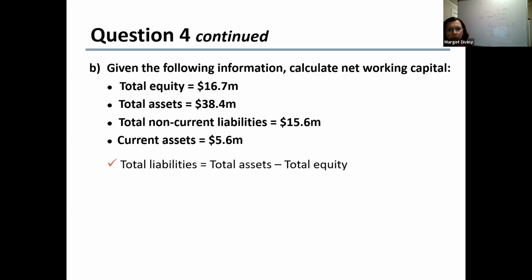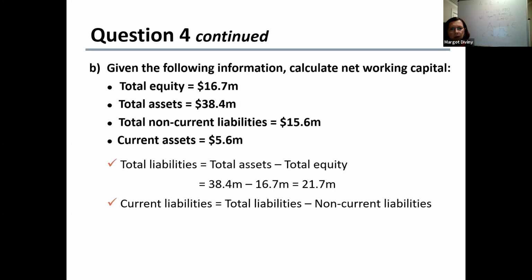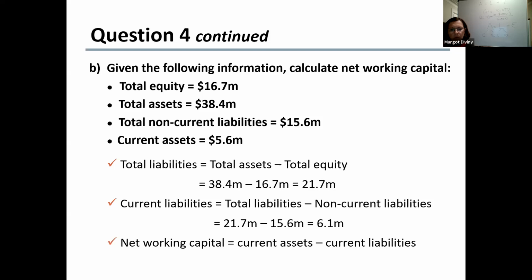Okay, so total assets, we've given you, minus total equity. So there's your liabilities of 21.7. 21.7 minus non-current liabilities of 15.6 gives you current liabilities of 6.1. And therefore current assets of 5.6 minus current liabilities of 6.1 means that you're in trouble because you've got a negative working capital of 0.5 million. All right, so you're $500,000 short of the money you need to pay all your debts in the next 12 months.